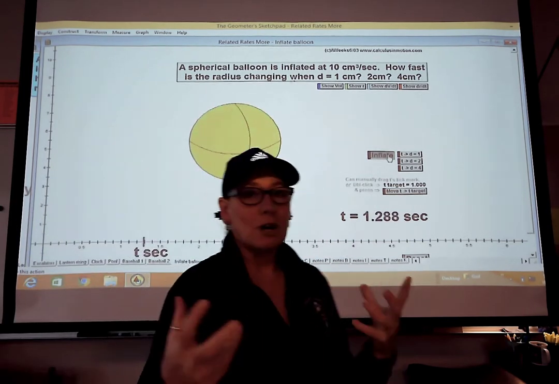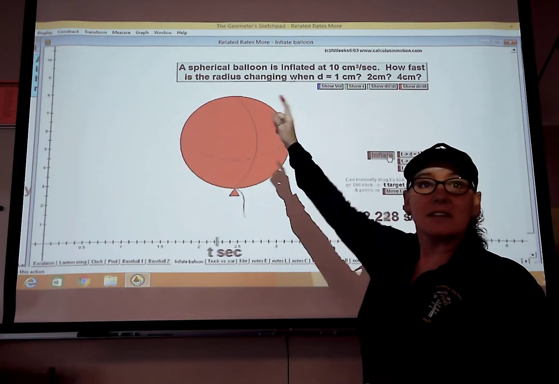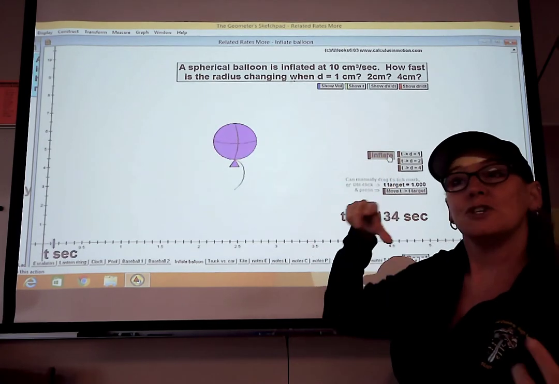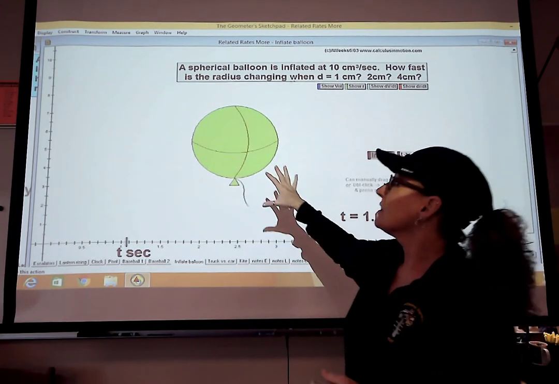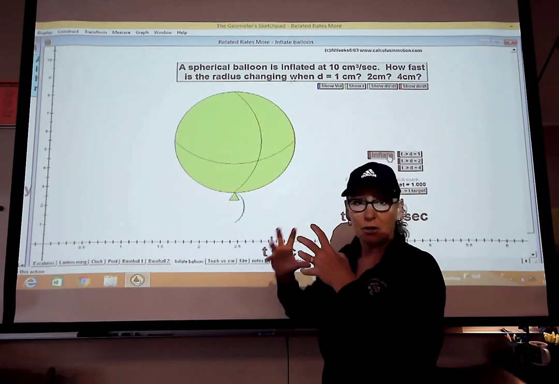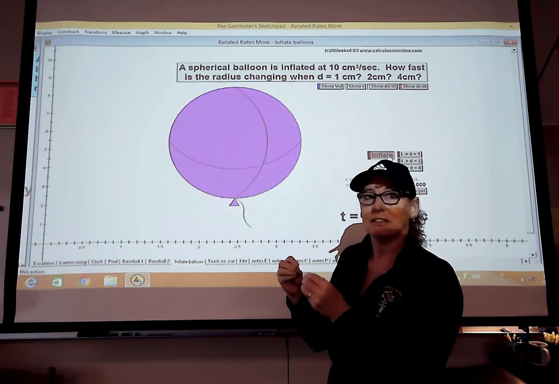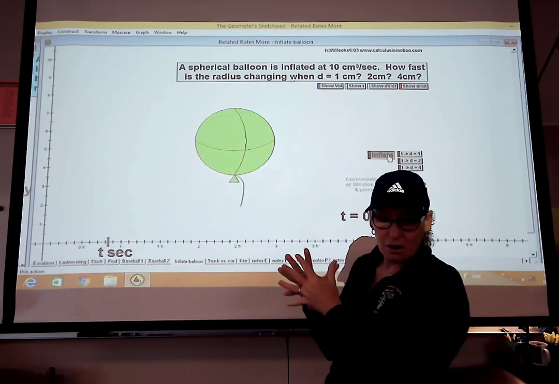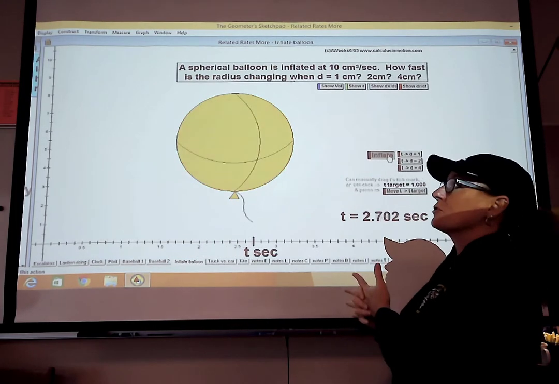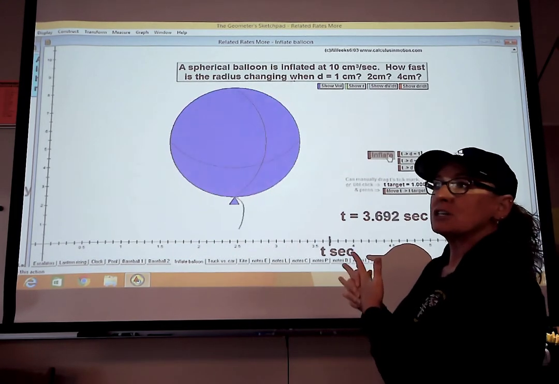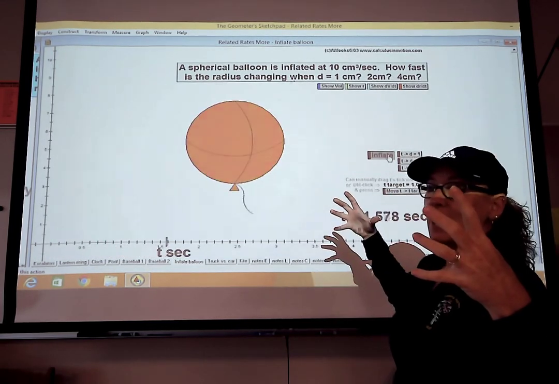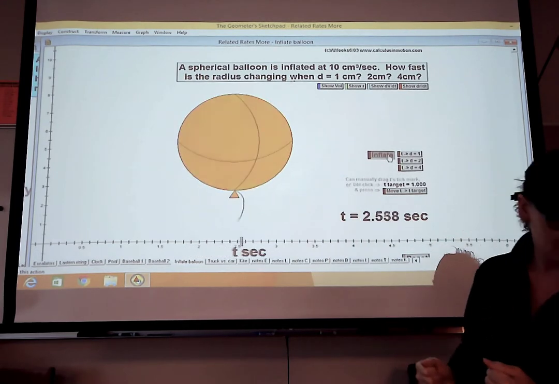All right, so you're watching a balloon being inflated. The problem that this demonstrates doesn't match the problem in our notes. What they do have in common, though, is air is being pumped into this balloon at a constant rate. So the volume is changing consistently. But I think the radius of the balloon changes at a different rate depending on how much volume is in there.